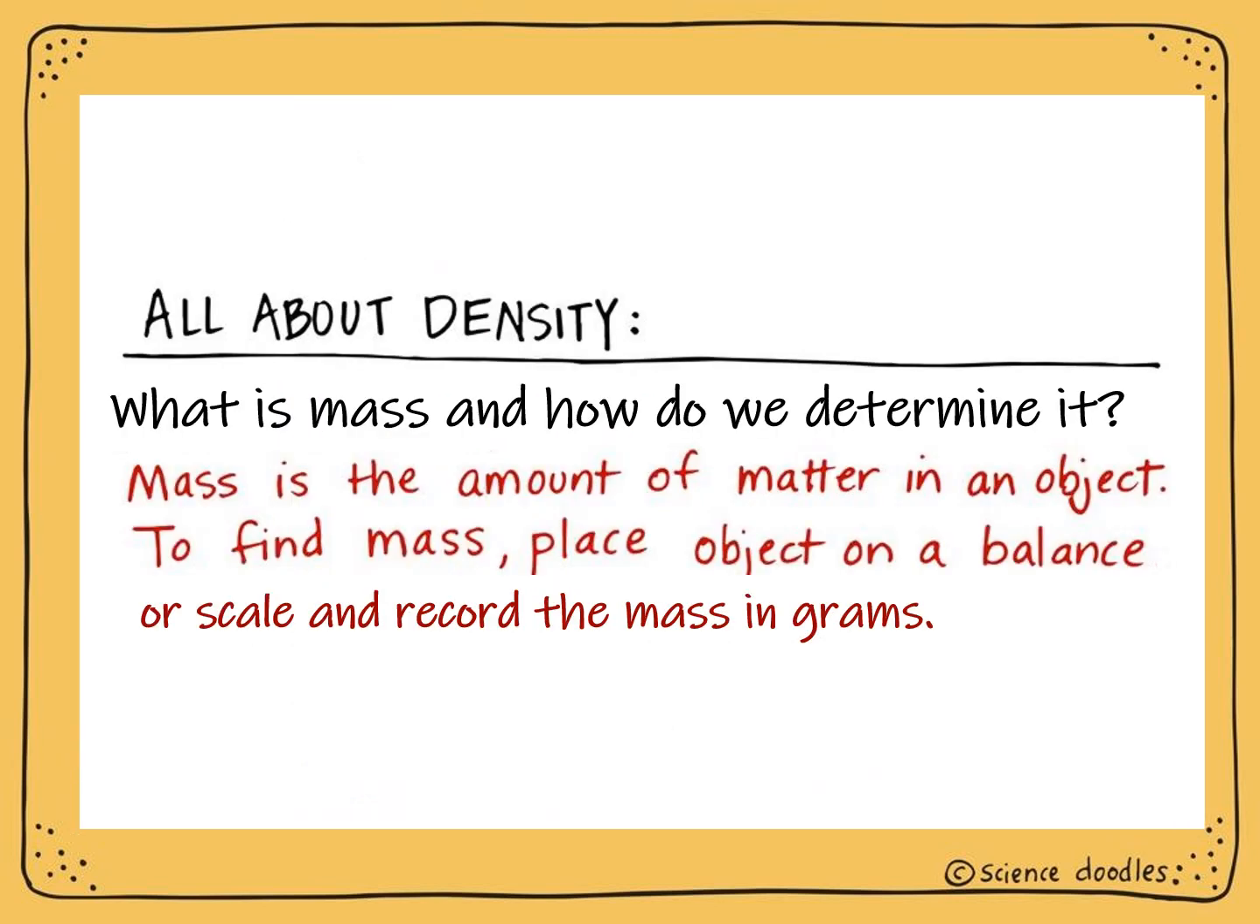So let's dive more into density and what makes up the density. What is mass? How do we determine it? Well, mass is the amount of matter in an object. It's all those little teeny particles packed tightly into one object. To find the mass of an object, we would place that object on a balance or a scale, and then we record the mass in grams. For instance, I might put a pack of index cards on a scale and find that the mass is 151 grams.